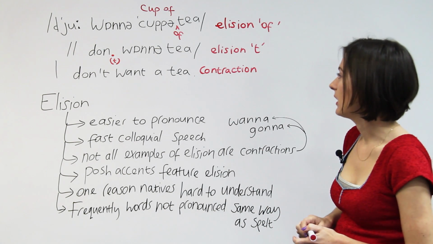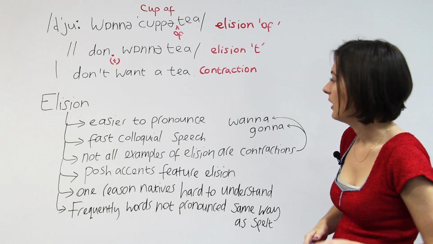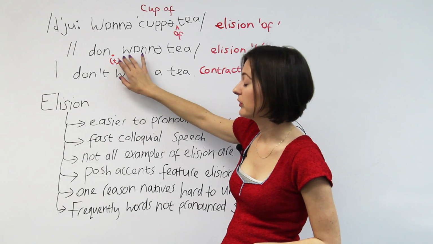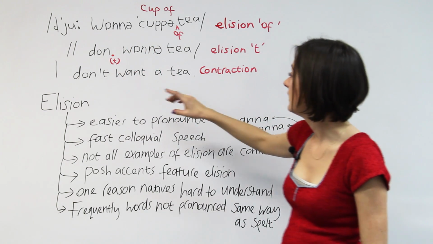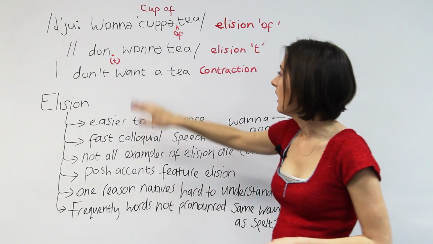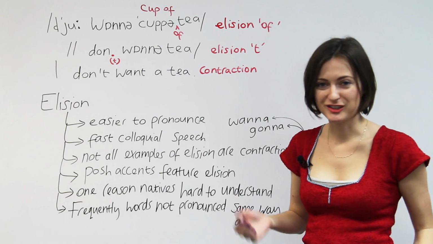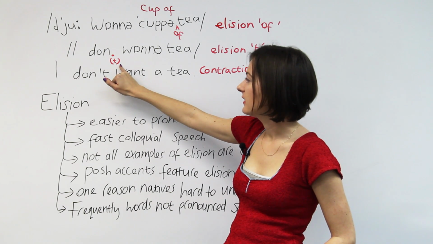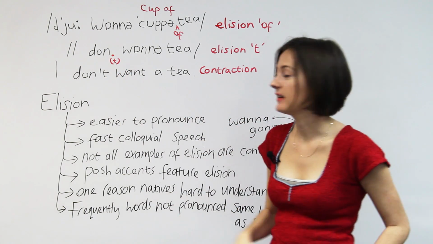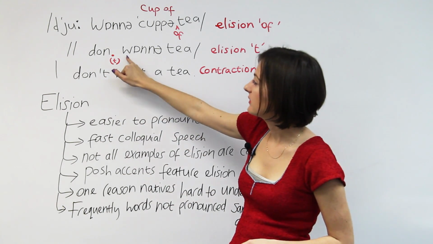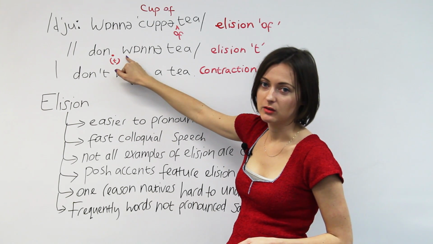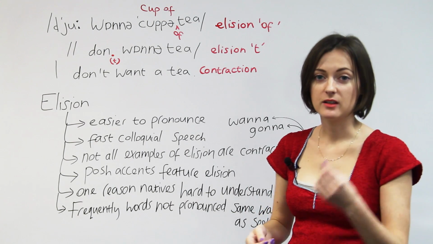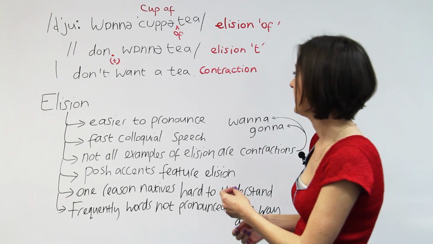We can also elide consonants. For example, in this sentence, the reply, I don't want a tea. Some people will not say the T at the end of a word if the next word is another consonant. So saying it properly is more effort. I don't want a cup of tea.